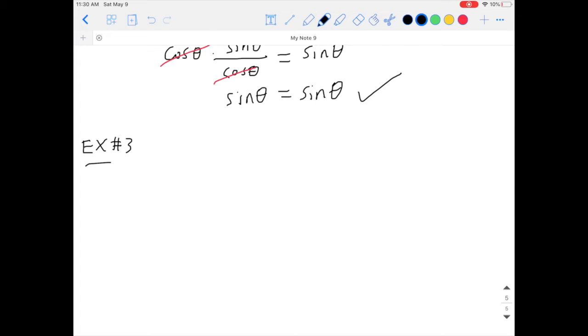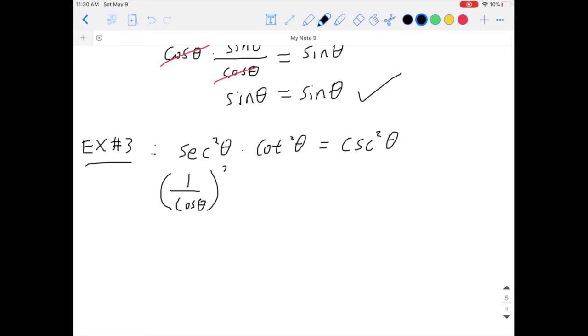Let's try example number 3. We have secant square theta times cotangent square theta equals cosecant. Okay, first of all, do not get freaked out by these functions, secant, cosecant. We don't use them a lot, but we can do it slowly by converting in terms of cosine or sine. Secant is 1 over cosine.